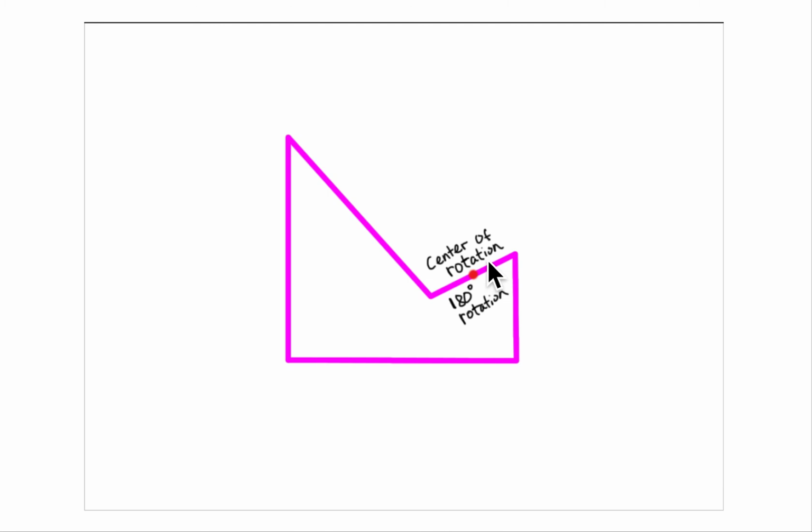I chose the center of rotation to be right here. It says a rotation and a reflection. It doesn't give you any idea of what this is, actually. Okay, a rotation and a reflection. So I chose the center of rotation right here.